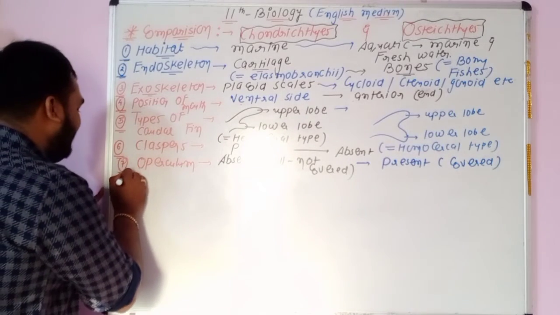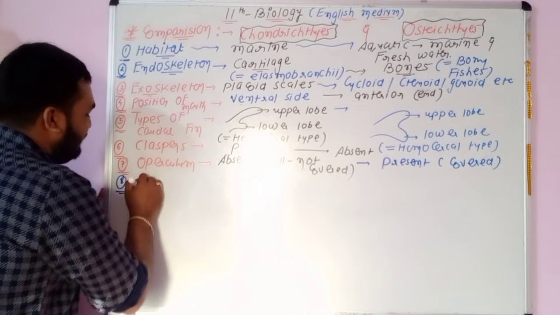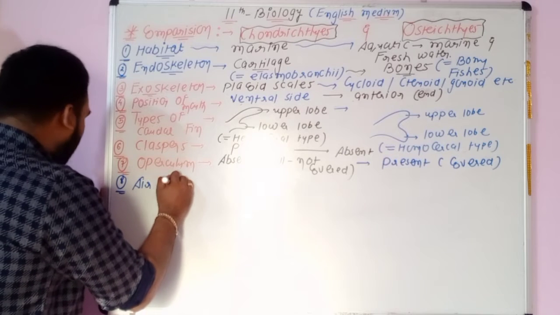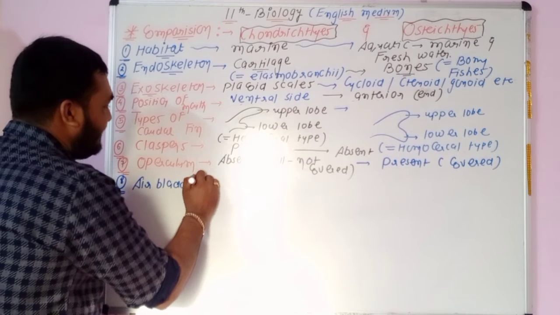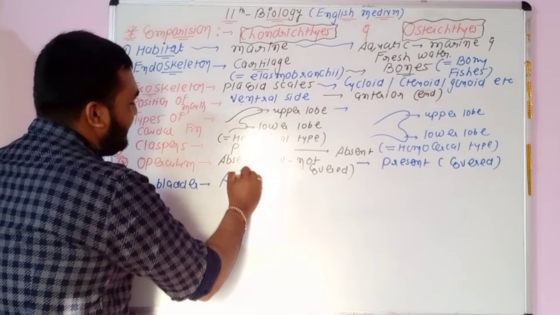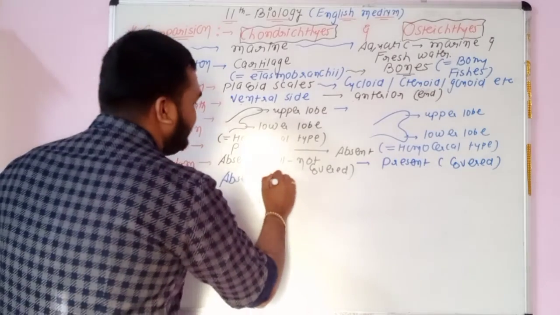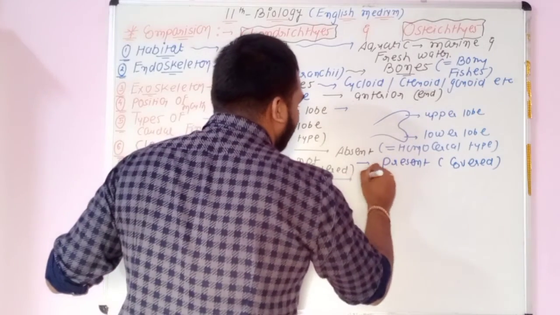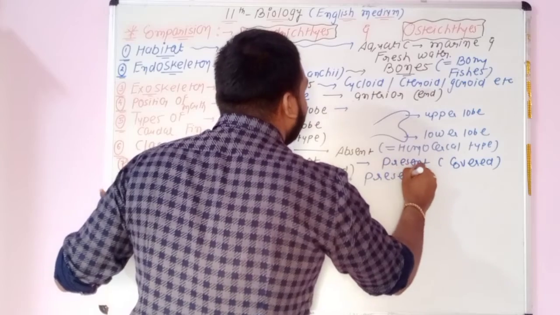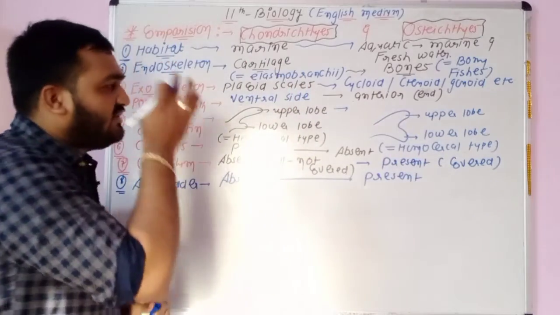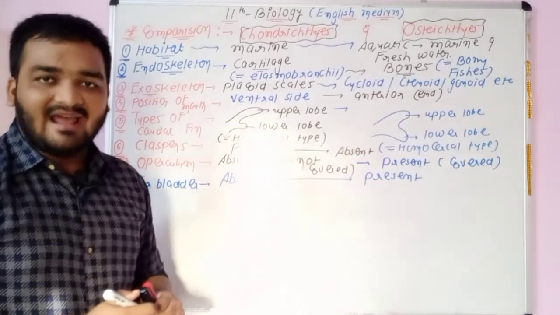What about the air bladder? Point number 8, the air bladder. The air bladder will be absent in the Chondrichthyes, while the air bladder will be present in the bony fish, Osteichthyes.